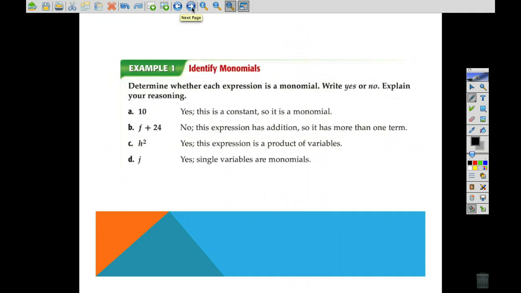So, identify monomials. Determine whether each expression is a monomial. Write yes or no. Explain your reasoning. So 10, yes, it is a monomial because it is a constant. F plus 2 plus 24, no, it's not because it has two terms. It's more than one term. Mono means one, so only one term is allowed here. H squared, yes, this expression is a product of variables. That's one term. J, yes, it's a single variable, so it is a monomial.